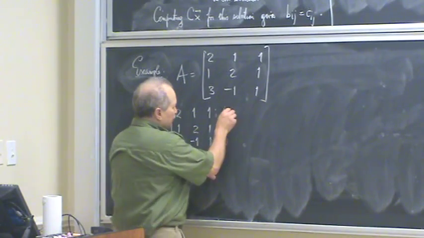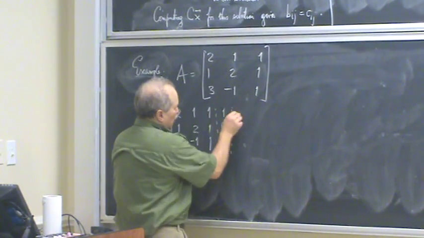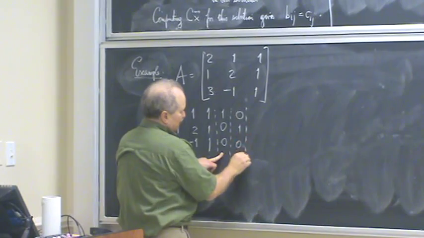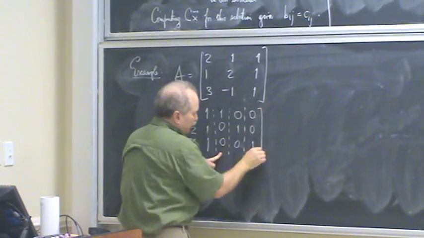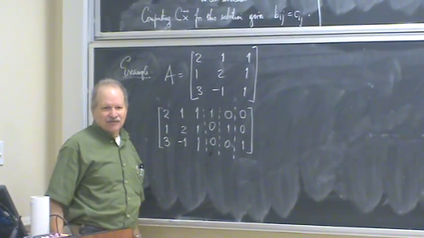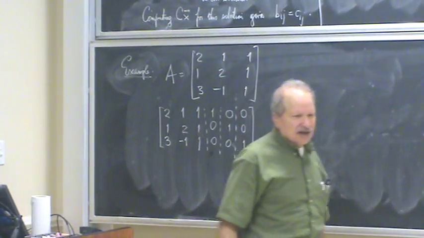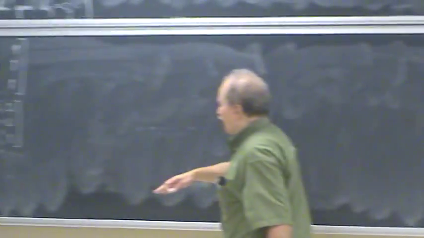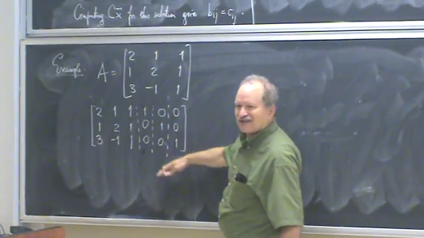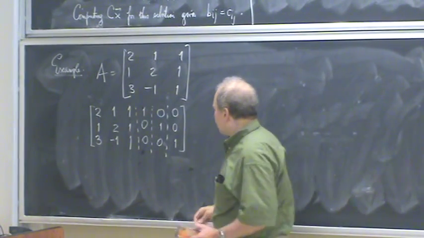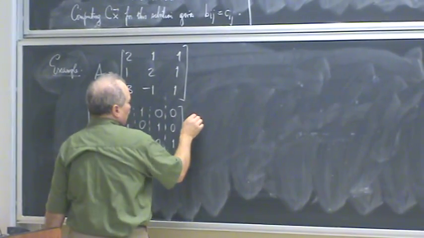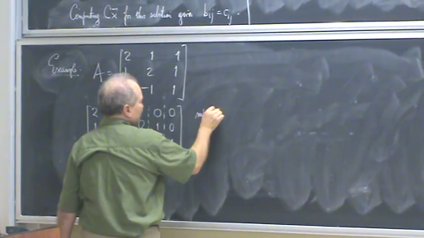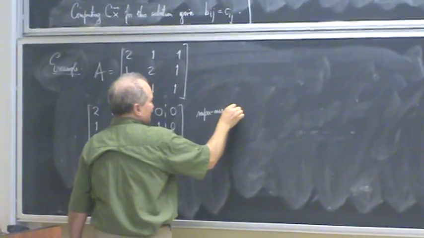So what you should think about doing is augmenting all three simultaneously. It's customary, and then just do the row operations once. And as you do that, you track them all simultaneously. Now this would be a super augmented matrix. Is that a technical term? No.